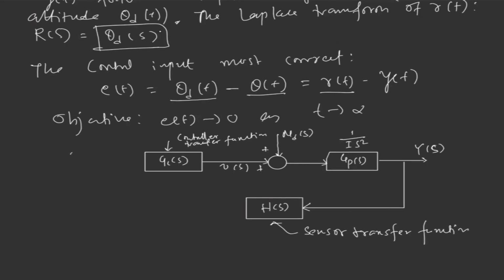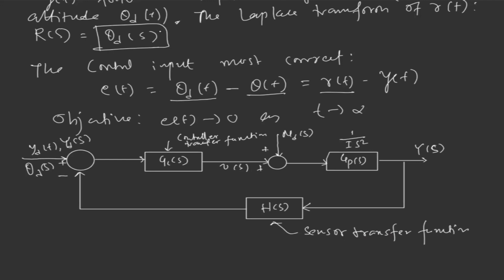And we are having the desired output Y_d(t), or we can say theta_d(s), or we can also write Y_d(s) in the Laplace domain. This is the forward loop, and we are having the feedback from this sensor going to this summing point. This is negative and this is positive.